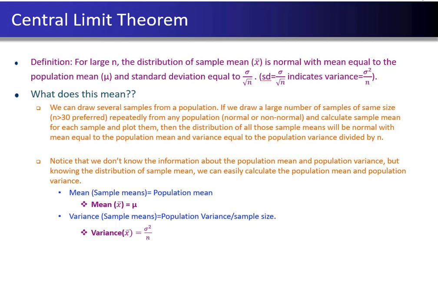What it shows is that if you don't know the population mean mu, you can use the concept of sampling distribution to estimate the value of mu. Similarly, you can use the same concept to estimate the value of the unknown population standard deviation sigma. So the mean of the sample mean is equal to mu, the population mean, and the variance of the sample mean is equal to sigma square over n, where sigma square is the population variance.